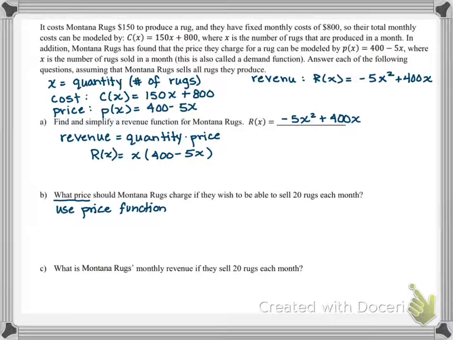And then, well, what information do they give us? We're not being asked to maximize or minimize anything. We are not being asked to make anything 0. We're just being told how many rugs we're dealing with, right? So 20 rugs each month tells me that x is equal to 20. So this is just a simple evaluation problem. They're telling me what my input is. We know what function we're using. We want to figure out what the output is. So we're evaluating lowercase p of 20.